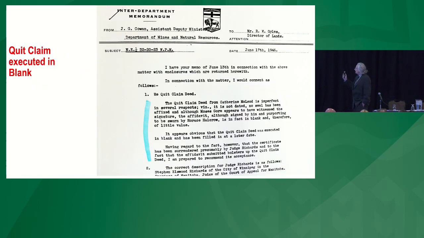But what happens is a deputy minister with a law degree has a look at the documents. The quitclaim from Catherine McLeod is imperfect in several respects. It is not dated, no seal has been affixed, and it appears to have been witnessed. The affidavit, though signed and purporting to be sworn by Horst Hallecrow, is in fact in blank and therefore of little value. Okay? So this is not some academic making an assessment. This is an assessment made at the time.